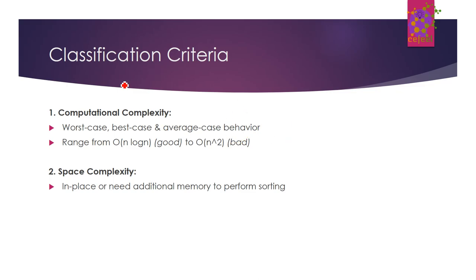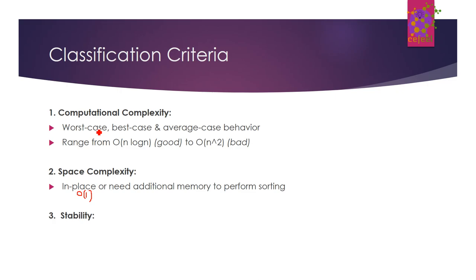When we say in place, we are actually saying the least space complexity, which means we just need order of one extra space. And when we say additional memory, it may again range. Some may need n, some may need n log n, or some may even need n square. So sometimes we classify the algorithms based on space complexity as well.